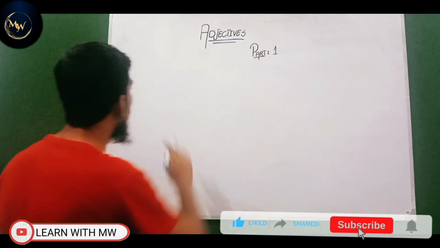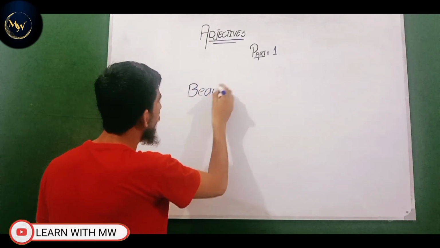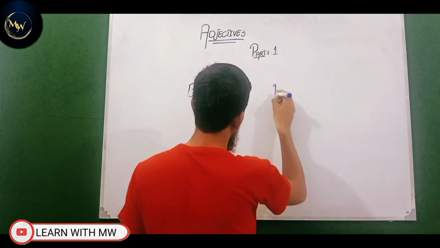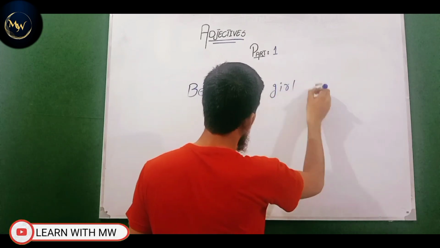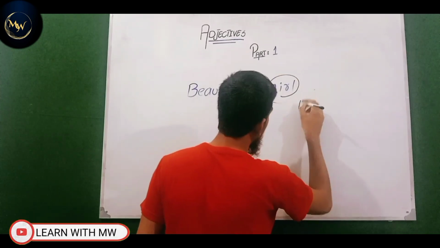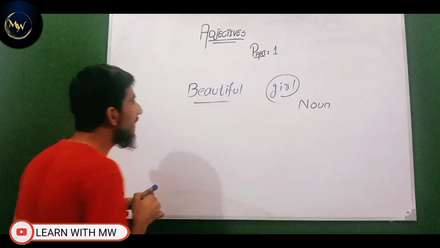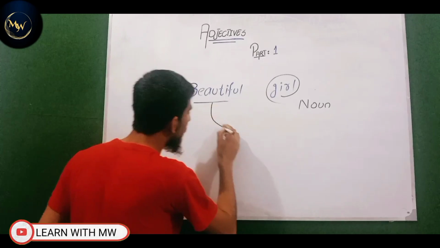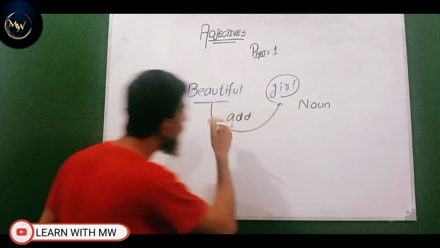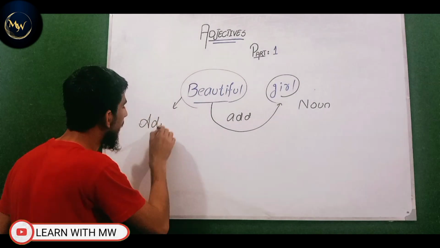So now look at it, I'm writing an example. Beautiful girl. So look at it, in this beautiful girl, girl is what? Girl is a name, and names are basically nouns in English grammar. So what does this word do? This word, beautiful, adds meaning to the noun. That's why beautiful is basically an adjective in English grammar.